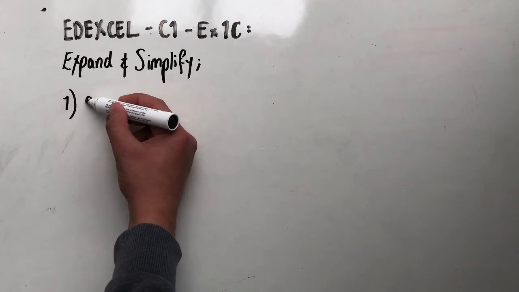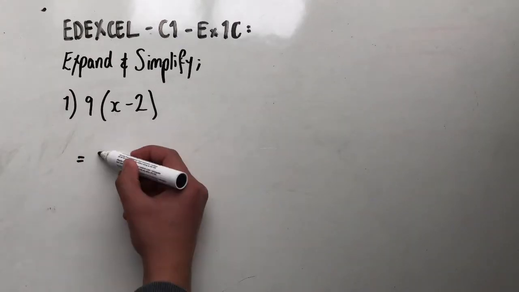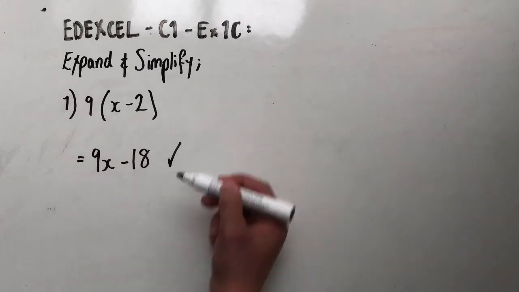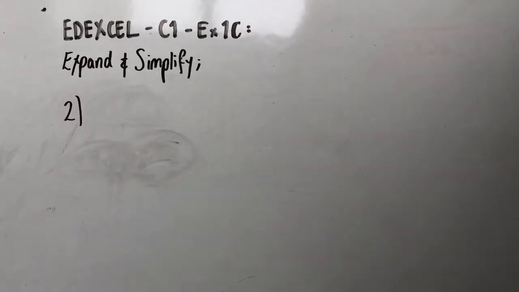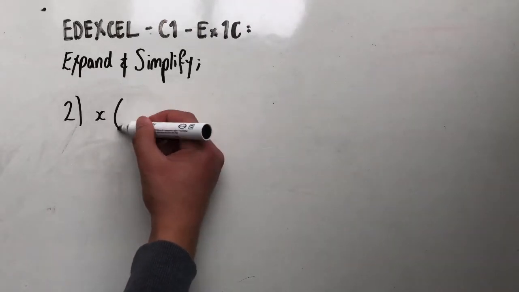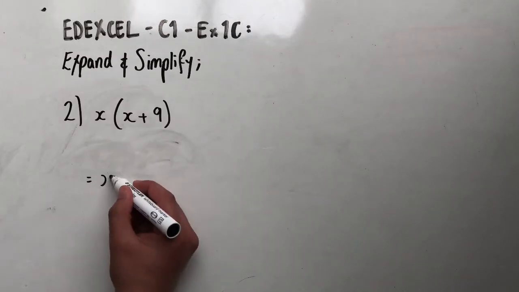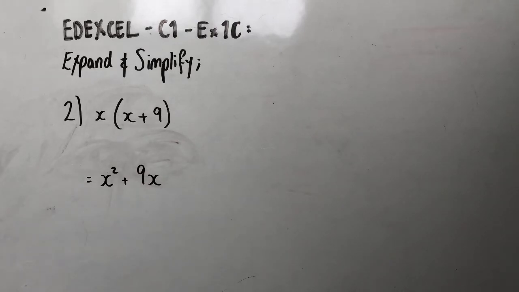Question 1 is 9 open brackets x minus 2. Now, this one we simply times 9 by every term inside the bracket. So 9 times x is 9x. 9 times minus 2 is minus 18. Simple as that. Question 2 is x open brackets x plus 9. Same again, we times the x on the outside of the brackets with every term inside the bracket. So x times x is x squared, x times 9 is 9x.